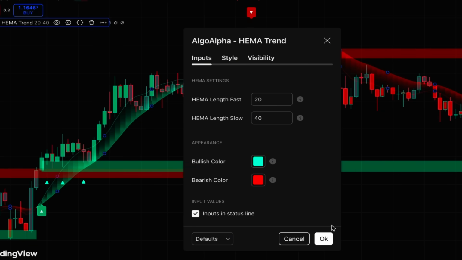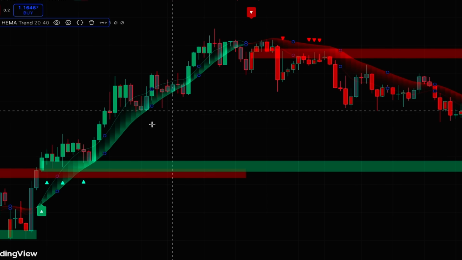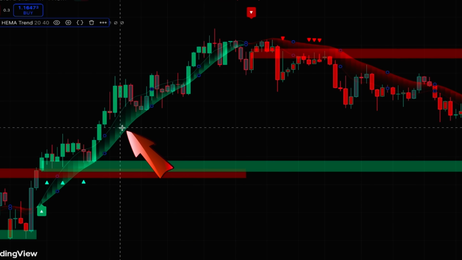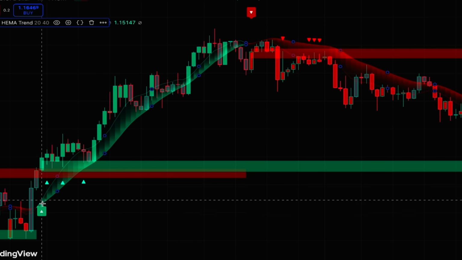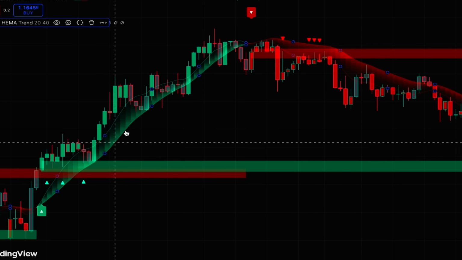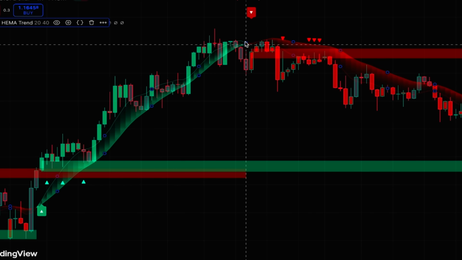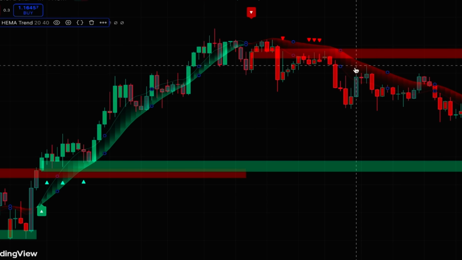We continue with the default settings because we want to focus on short-term trend changes that are happening on the chart. So here, this band is built based on Hull Exponential Moving Averages with length of 20 and 40. When the faster moving average crosses above the slower moving average, we get a green label like this, and the color of the band also becomes green. And when the fast moving average crosses below the slow moving average, we get a red label like this, and the color of the band becomes red.